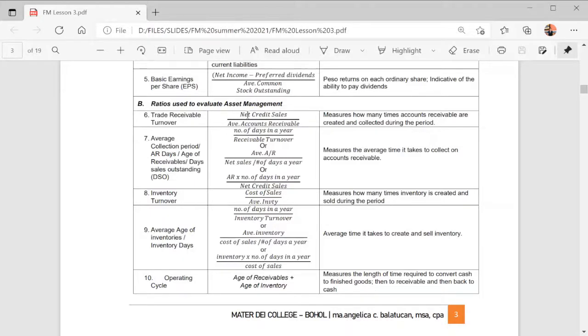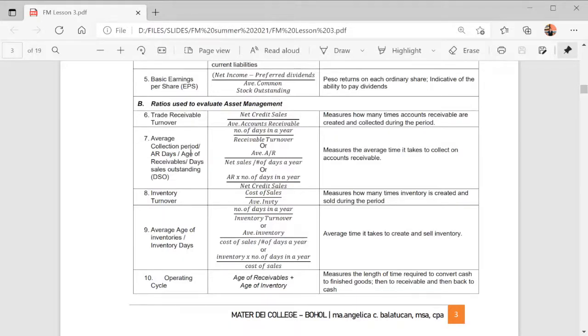What is important is that credit sales is what we use because we're talking about receivables. It's not proper to include the cash sales in your turnover for the receivables, right? So that's why we use credit sales, since it is associated with receivables.